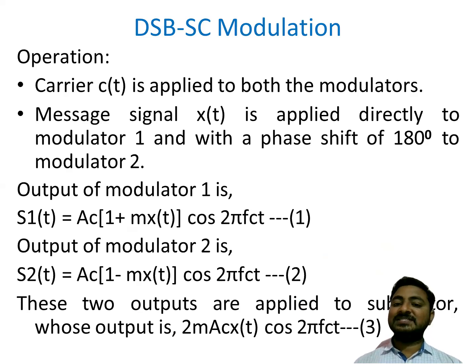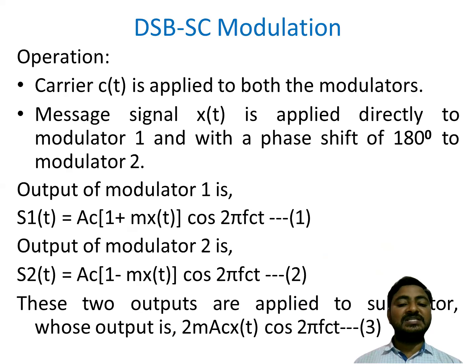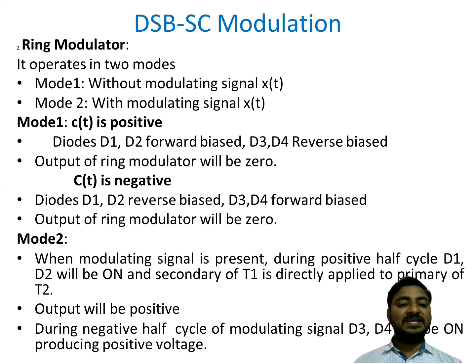The message signal x(t) is applied directly to modulator 1, and a phase shift of 180 degrees is applied to modulator 2. Then the output of modulator 1 is S1(t) = Ac[1 + m x(t)] cos 2πfct. The output of modulator 2 is S2(t) = Ac[1 − m x(t)] cos 2πfct. These S1(t) and S2(t) are passed to the summer. Then the output of the summer junction is DSB-SC, so S(t) = S1(t) + S2(t). Then you can produce a DSB-SC signal.